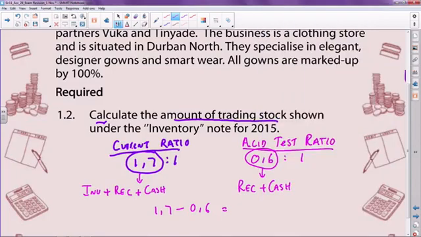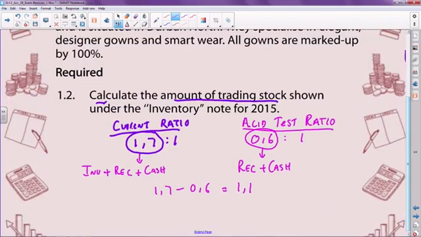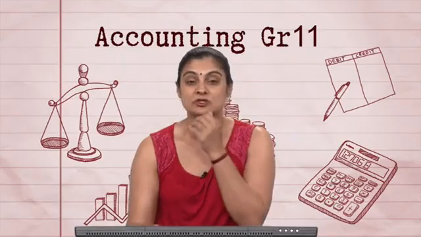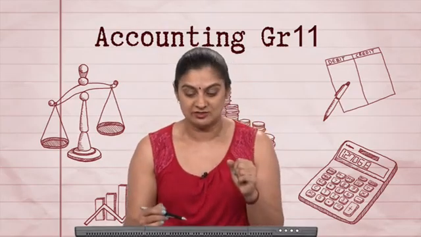So my inventory is made up of 1,1 when I compare this to my current liability. So how am I going to now calculate? Remember, they want me to calculate what is the value of your inventory, not the ratio. But the ratio is going to assist me to calculate the value.